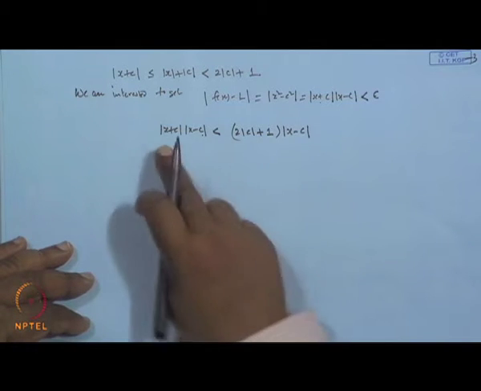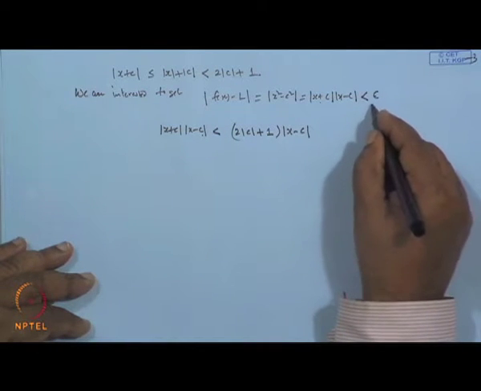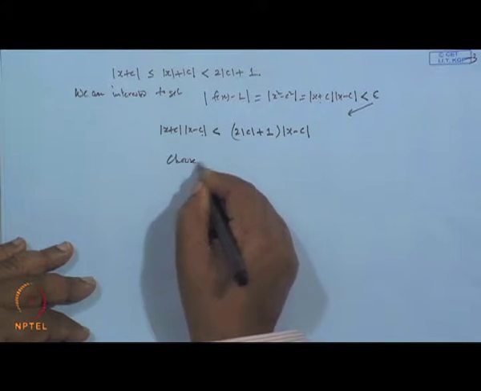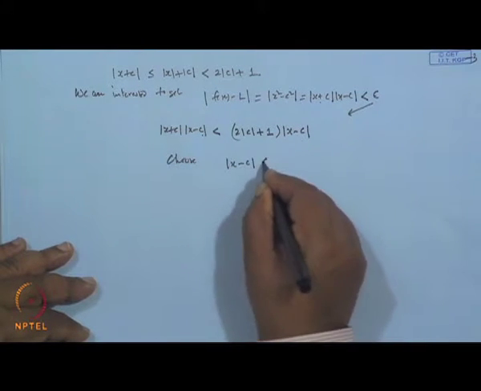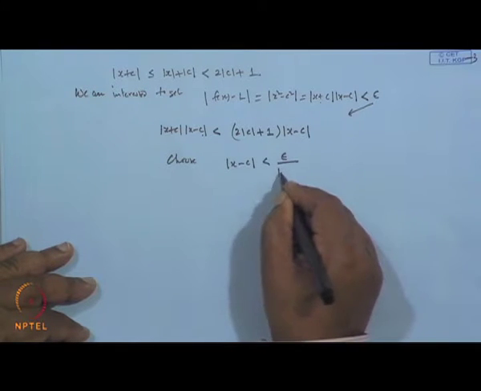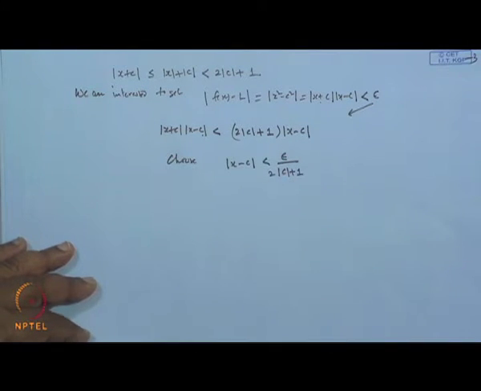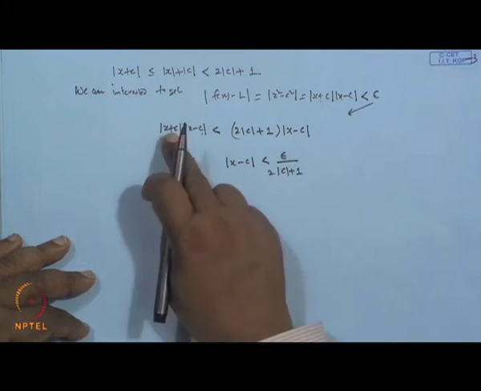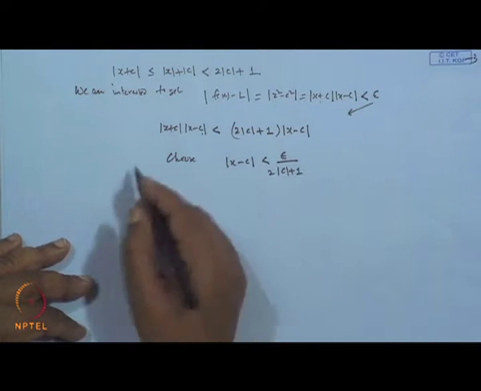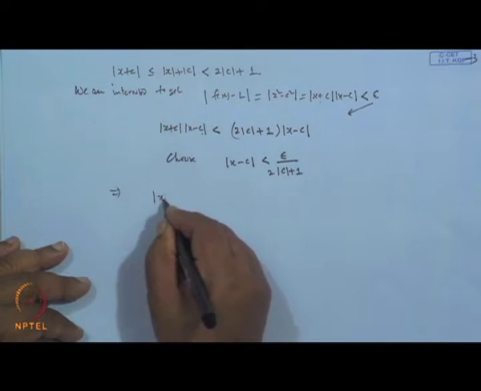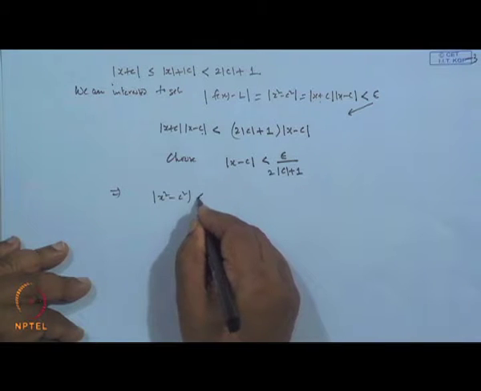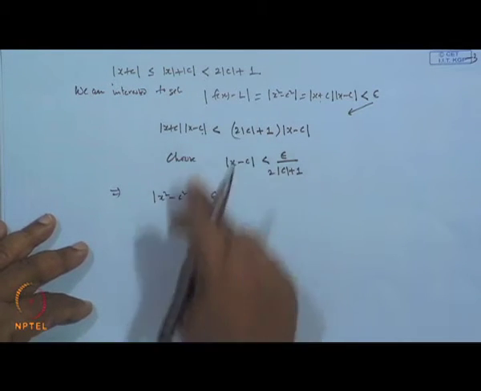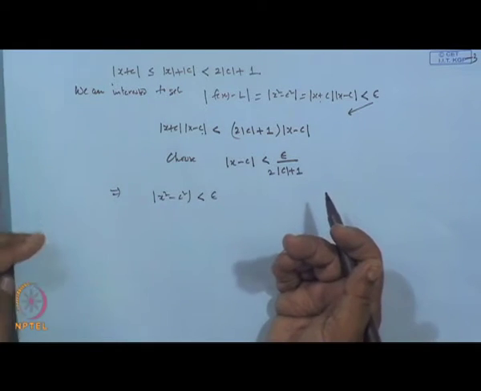Now, this entire thing we wanted to be less than epsilon. So, if I choose |x minus c| to be less than epsilon over 2 times (|c| plus 1), and then use this bound here, then we get this element less than epsilon. It means this will imply that |x squared minus c squared| will remain less than epsilon. Is it right? So, that is |f(x) minus L| less than epsilon, but what should be the delta?